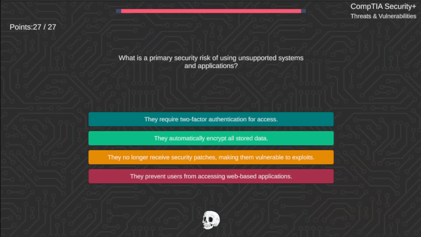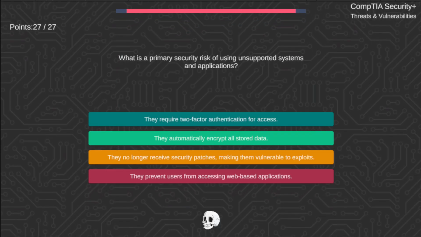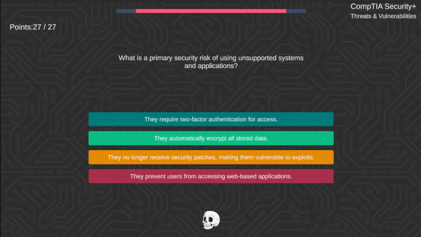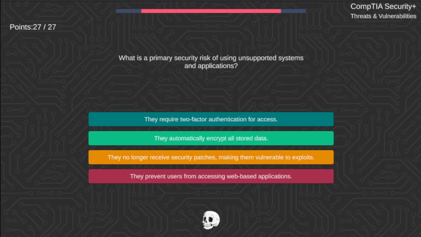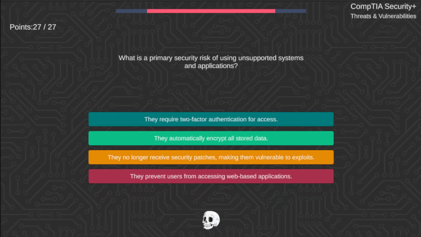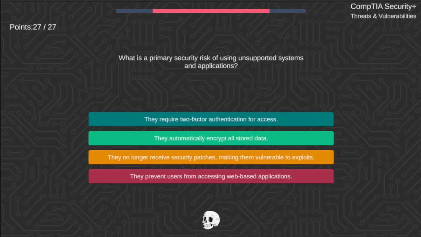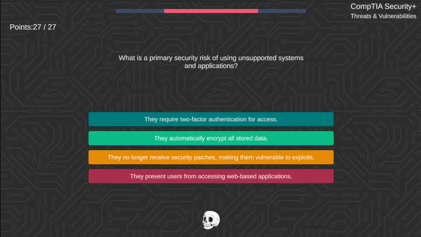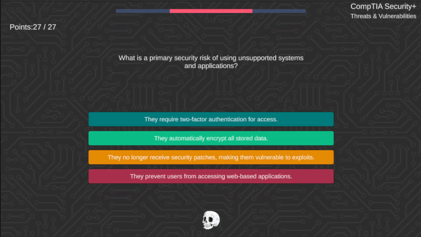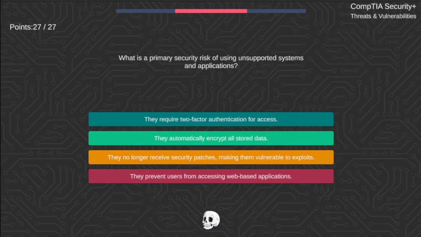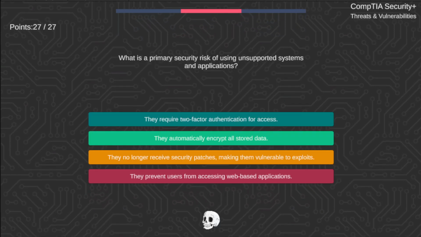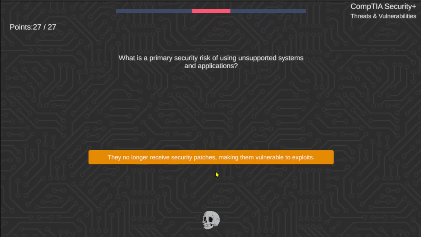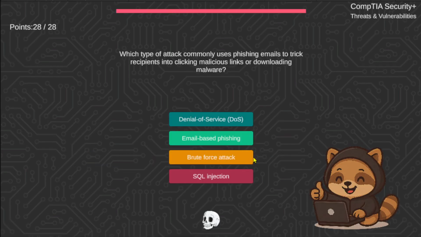What is a primary security risk of using unsupported systems and applications? They require two-factor authentication for access. They automatically encrypt all stored data. They no longer receive security patches, making them vulnerable to exploits, or they prevent users from accessing web-based applications. Correct answer is they no longer receive security patches, making them vulnerable to exploits.